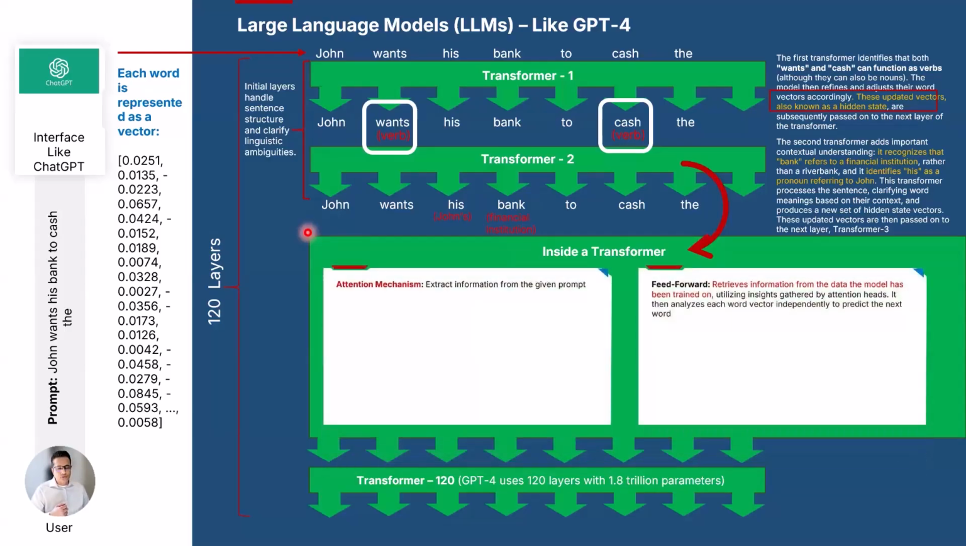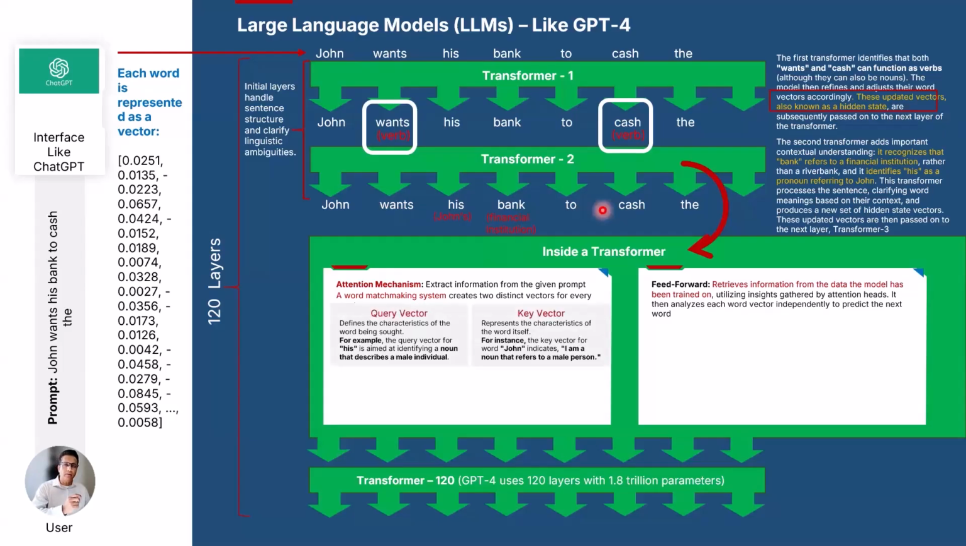So a transformer has two important things inside. One is called the attention mechanism, and another mechanism is called feed forward. Think of the attention mechanism as a matchmaking service for the words. That's what you should think of. Basically, what it does, it creates two distinct vectors for every word in the prompt. So it will create two vectors for John. It will create two vectors for wants. It will create two vectors for the words his, bank, to, cash, the, all of these words. It creates two distinct vectors. One vector is called the query vector, and one vector is called the key vector.